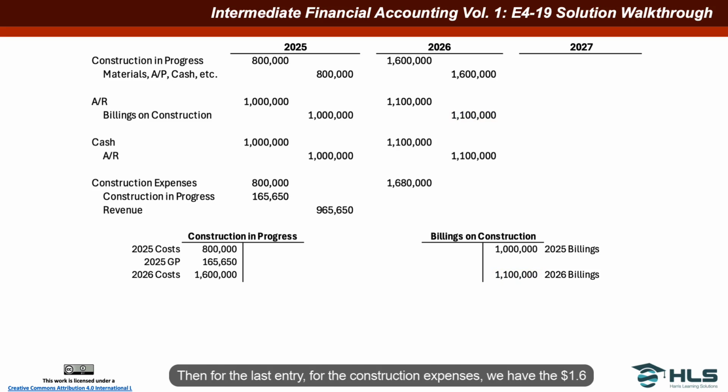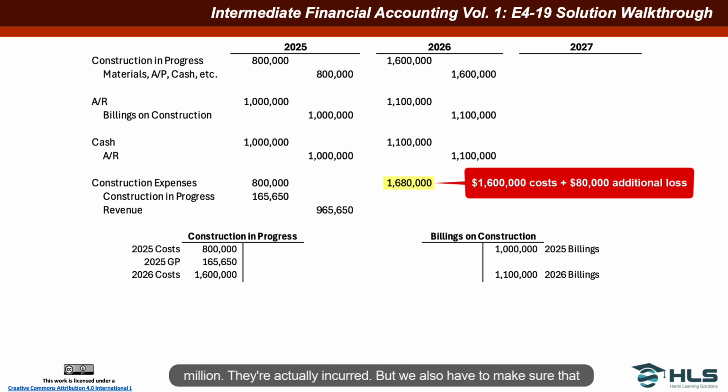Then, for the last entry, for the construction expenses, we have the $1.6 million that were actually incurred, but we also have to make sure that we add to that the loss of $80,000 that we determined we have to recognize in the year on the uncompleted portion of the contract. So the total expenses ends up being $1.68 million.